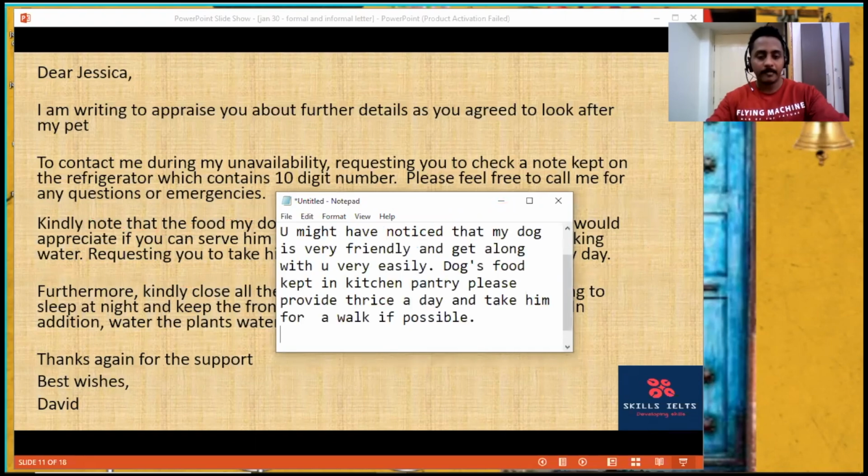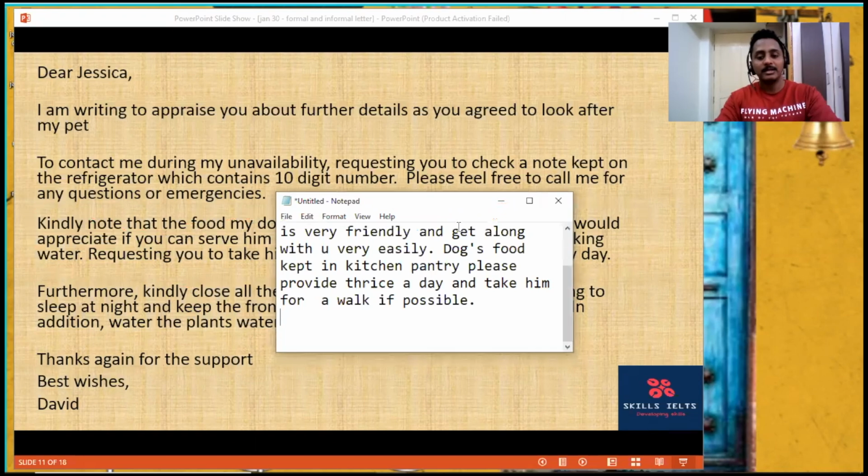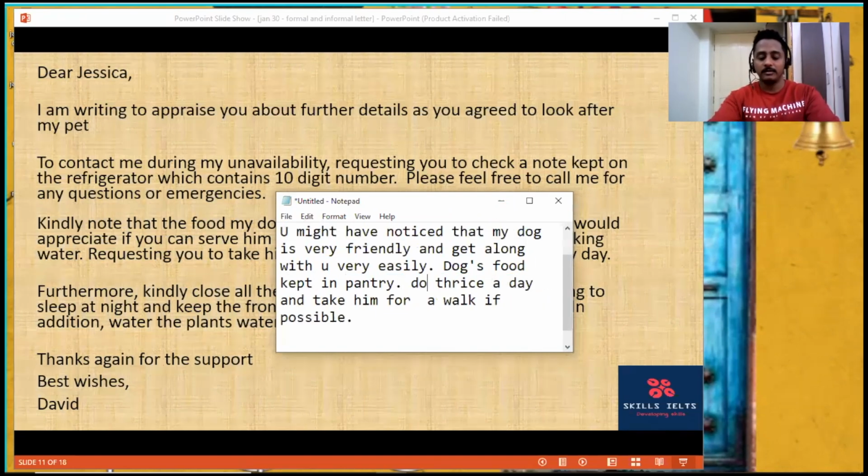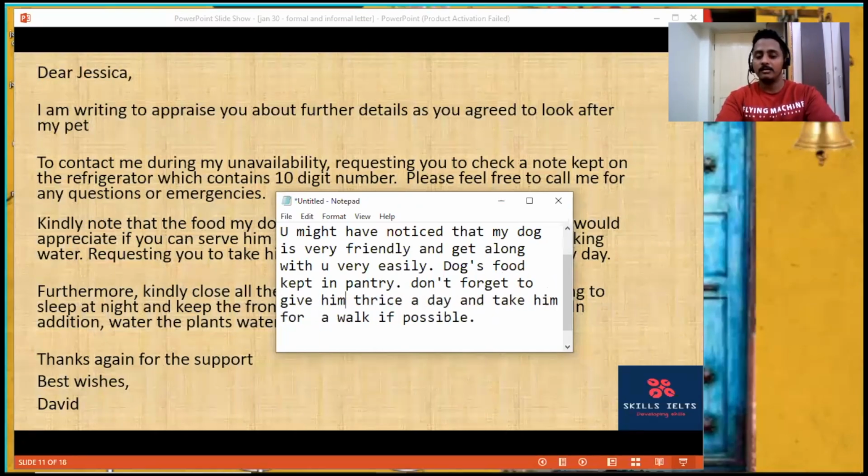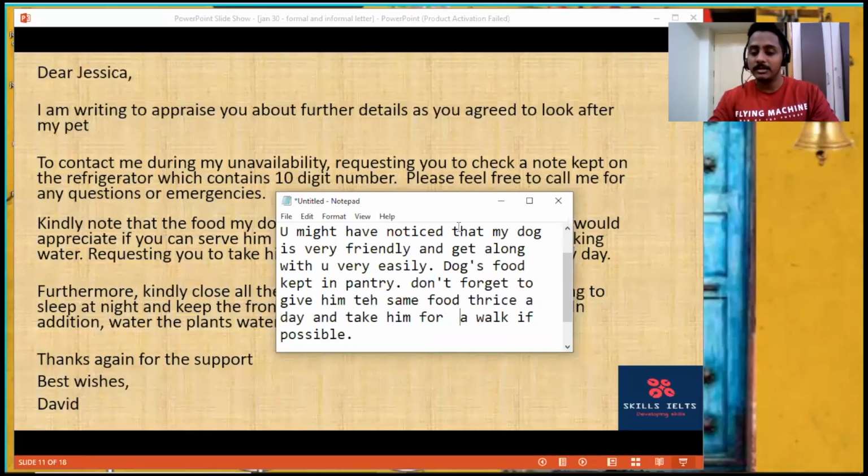You might have noticed that my dog is very friendly and gets along with you very easily. He likes non-veg, so the same food is kept in the kitchen pantry. Don't forget, a little bit of modification we can do: to give him the same food thrice a day and take him for a walk if possible. Great. Take him for a walk if possible.